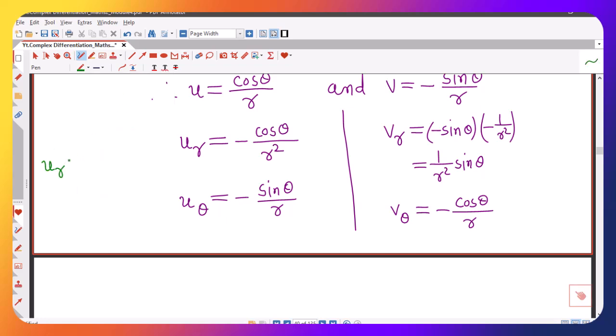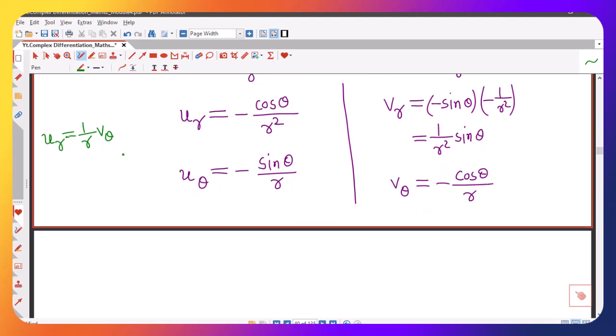First CR equation in polar form is del u by del r equal to 1 by r times v theta. So you can see, if I multiply this v theta by 1 by r on both sides, then I will obtain minus cos theta divided by r square, and that is nothing but del u by del r. So this equation is satisfied at all points z which are non-zero in the complex plane.